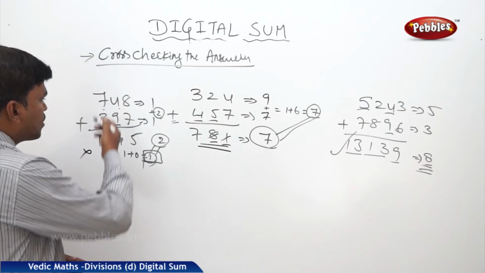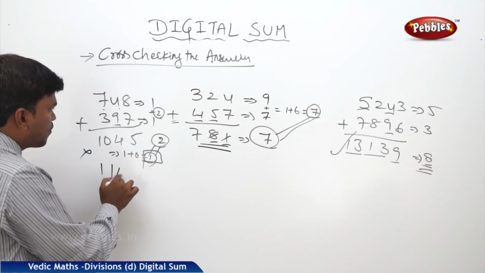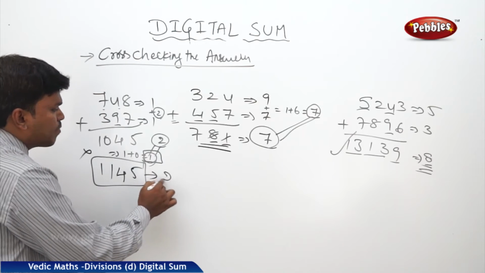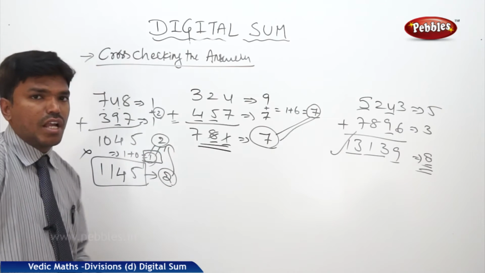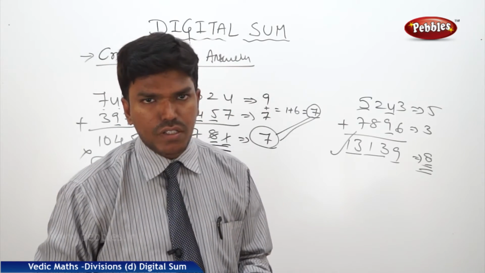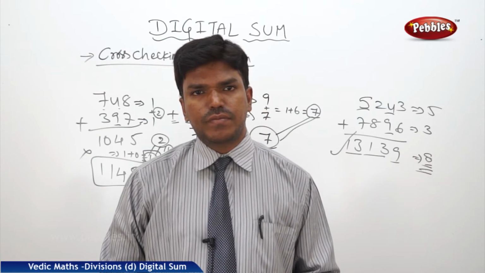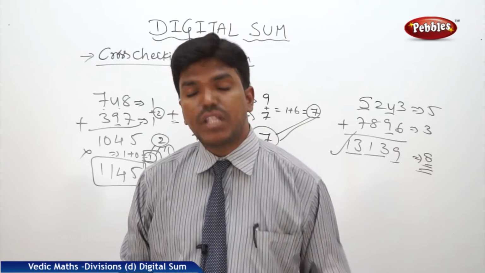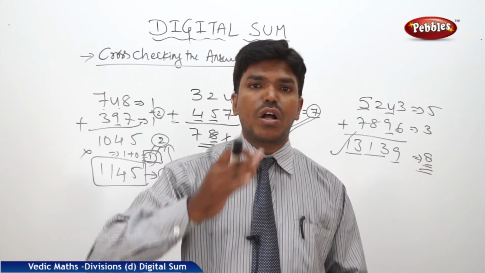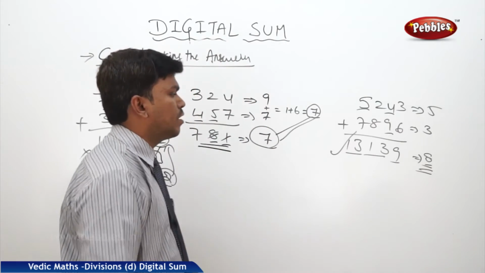So what is the actual answer? You can cross check like that. 7 plus 3 is 10 but 11, 3 but 4, 5, so 1145 is my answer. Now what is the digital sum? 2. Now it is matching. Remember one thing, if the digital sum is matching for your answer, it is 100... okay, we can't say it is 100% correct. But if your answer is not matching with the digital sum, you can say your answer is 100% wrong.